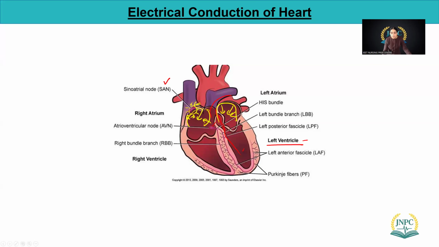Okay, so after atrial contraction, the impulse moves a little down. Where? Now to the AV node. Both atriums are sending signal to the AV node. And where is that AV node sitting? In the atrioventricular septum, in between that septum, atrial and ventricle.